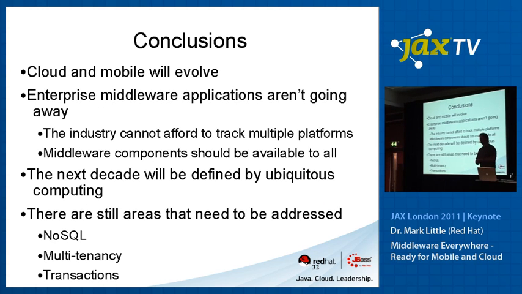So, in conclusion, I think I've overrun slightly. I think cloud and mobile will continue to evolve. Enterprise middleware is not going to go away. I think it's only going to become more and more important in these areas, particularly as I believe mobile comes to encompass cloud with ubiquitous computing. I don't think we should, as an industry, be trying to track multiple different platforms. We should try and make our middleware components, whether it's high-performance messaging or security or transactions or whatever, as applicable to these different environments as we possibly can.